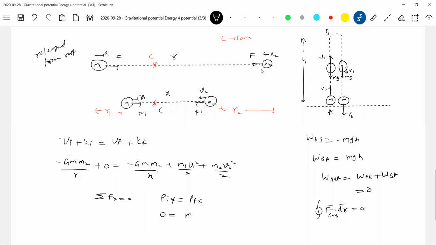Initial momentum 0, final momentum. How many unknowns are there? V1, V2: two equations, two unknowns. I think the problem is solved. See how systematic things are here. What are the things you are going to take help of? Net force is 0, so momentum is conserved. Then as it is a conservative force, conservation of mechanical energy. So you can apply these basic fundamental laws and get the unknown things.